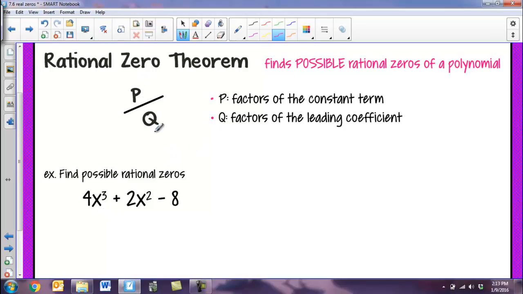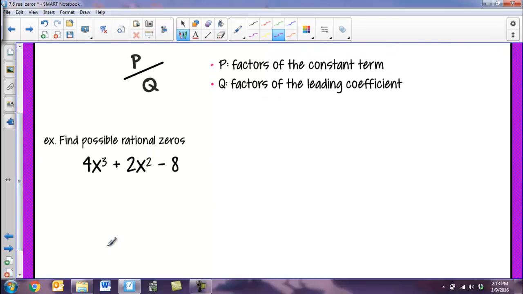Once you have those two sets of numbers, you then take all those P's and divide them by all those Q's, and that gives you every single possible answer to your problem. Okay, so let's do an example to kind of clarify what just happened in that theorem. We're going to find the possible rational zeros of this function. And the first thing I've got to do is list out my P and my Q. So my P are the factors of the constant term. My constant term is 8. So I'm thinking about anything that multiplies to get me 8.